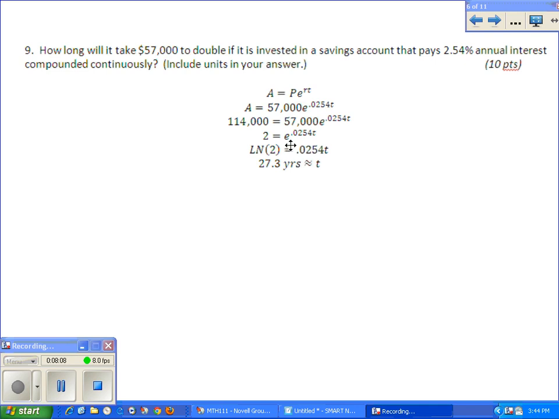And then because I've got a base e here on my exponent, I can natural log both sides, or think of it as rewriting in exponential form with a log base e. That's what the ln is, log base e of 2. And that would leave me equal to the exponent over here on the right-hand side. I can divide, run it through my calculator, and I've got t is approximately 27.3 years for my money to double at this interest rate.